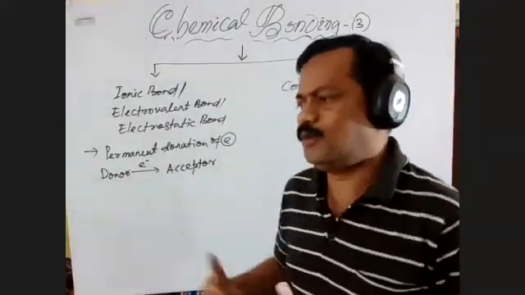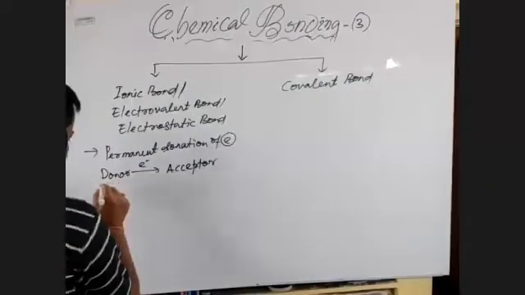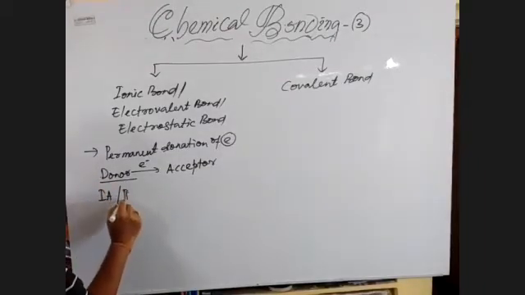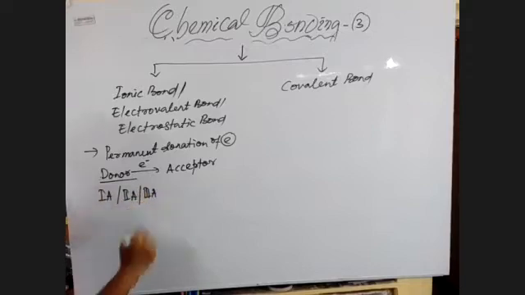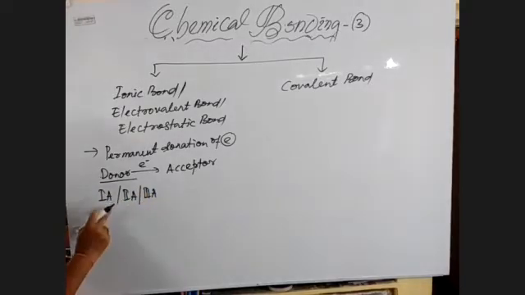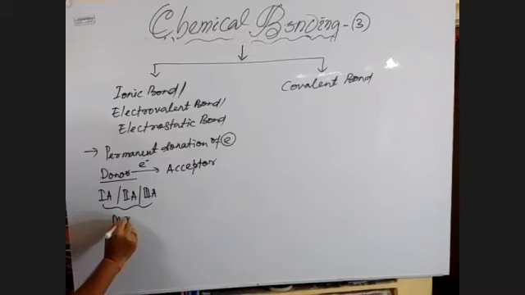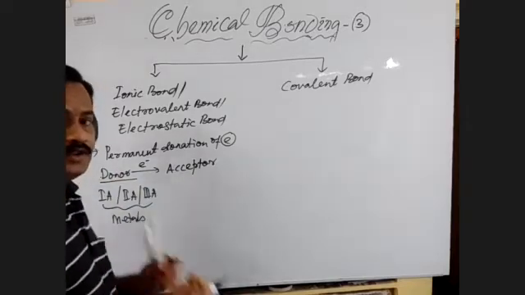Now, who has a tendency to lose electron? That means, who can be a good donor? Either 1A, 2A or 3A group elements have a tendency to lose electron. Alkali metals, alkaline earth metals, and the boron family have a tendency to lose electron. And all these are nothing but metals. Similarly, who are the acceptors? Who has a tendency to gain electron?